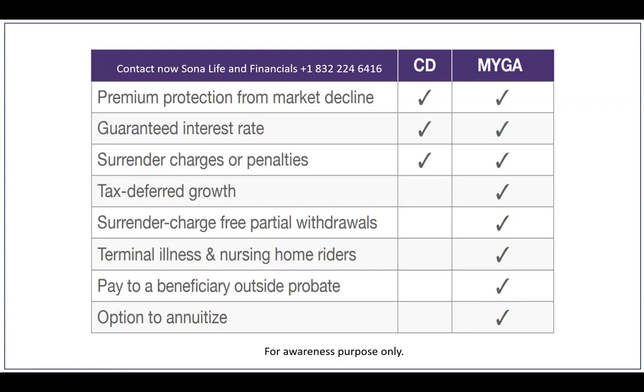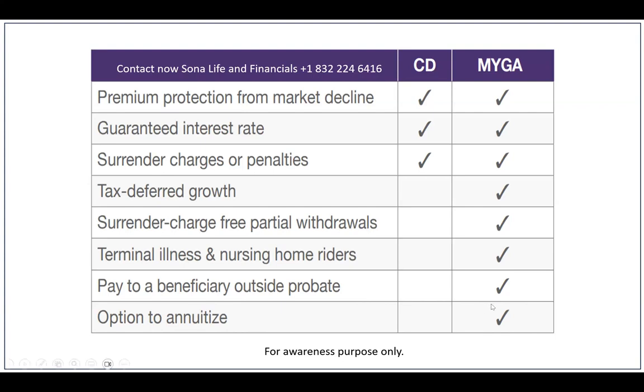Because beneficiaries are already there. In CDs that is not possible. An option to annuitize. Okay, so at the end of the tenure of the MYGA, you will have the option to choose how you want to distribute that money.